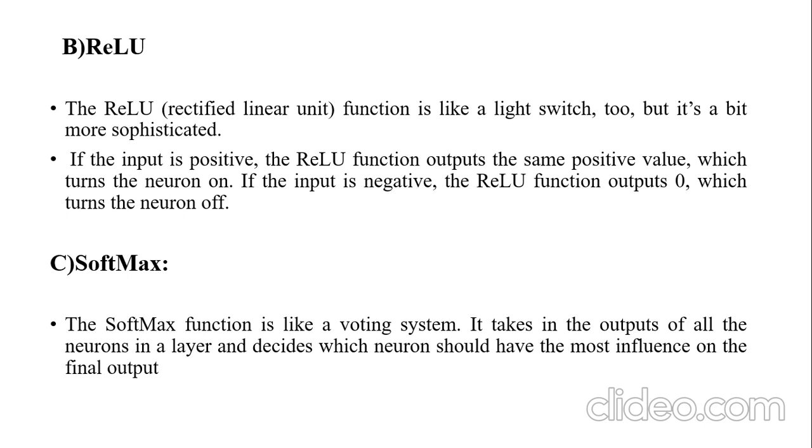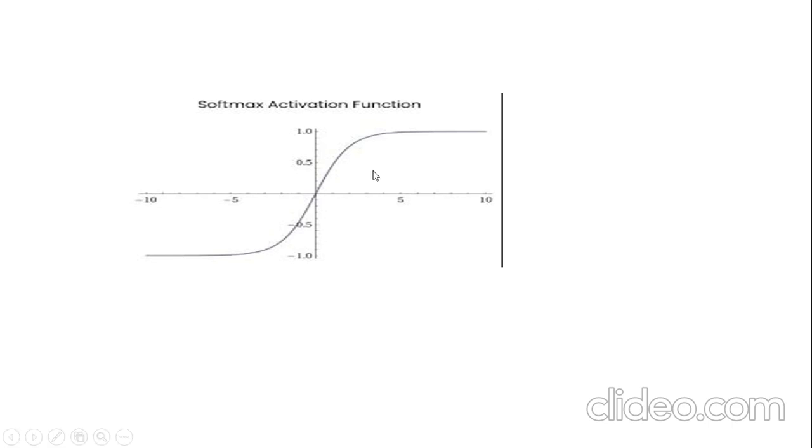Next, the SoftMax. SoftMax is like a voting system, where it collects the outputs of all the neurons in the layer and decides which neuron should have the most influence on the final output. That is very important, and SoftMax gives the priority for that. This is a simple diagram for understanding the SoftMax activation function. There are many benefits to using the SoftMax activation function.